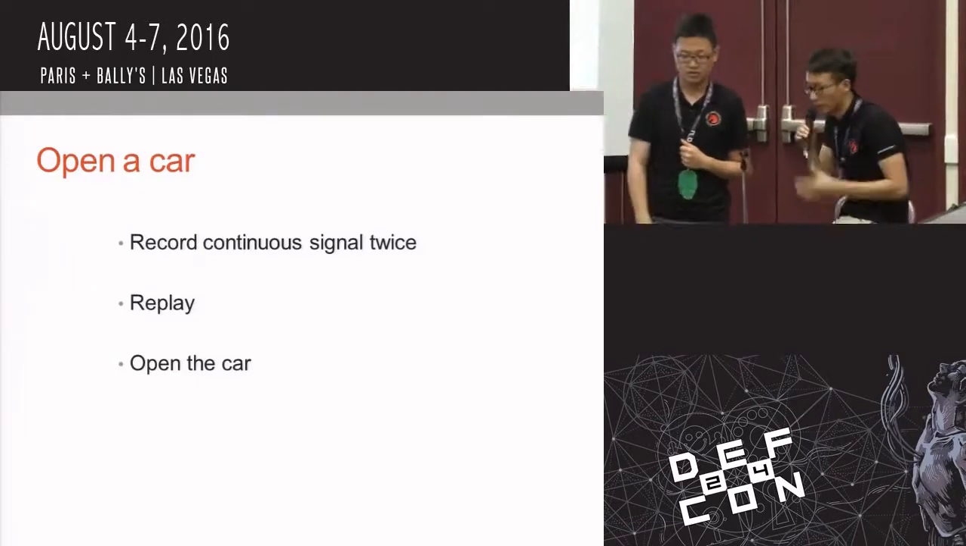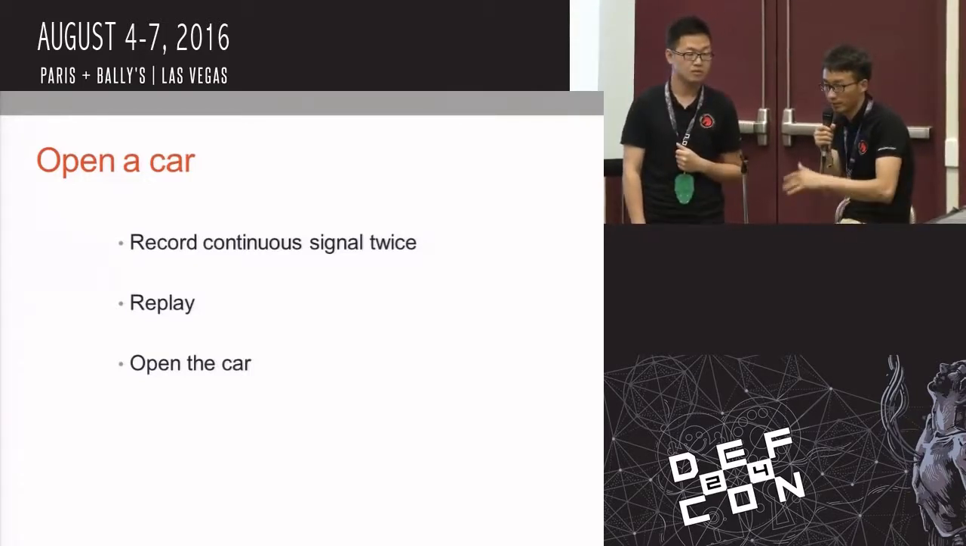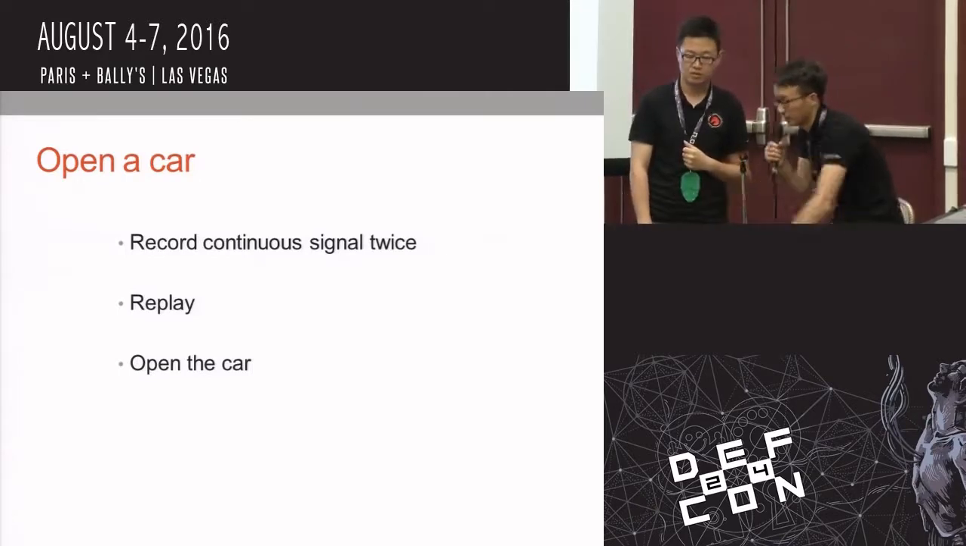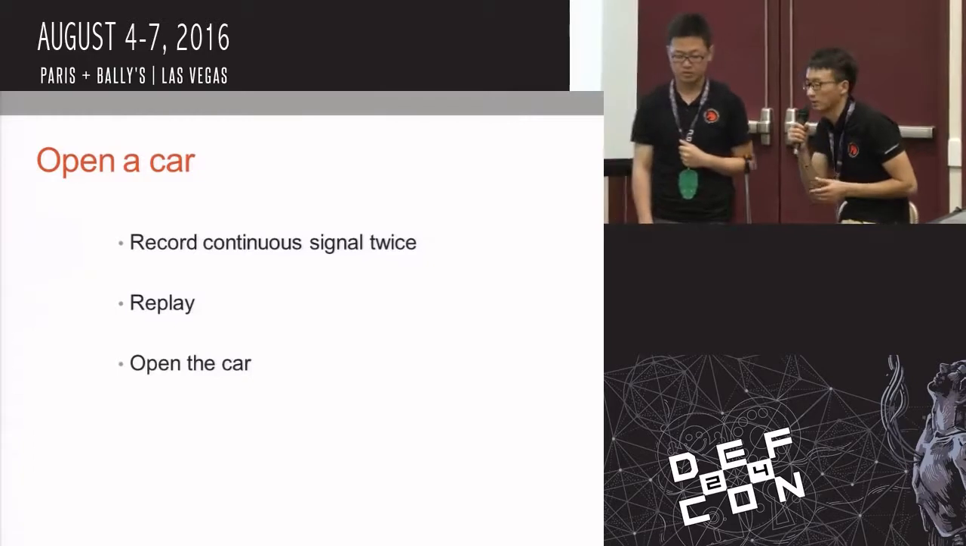Next we will introduce how a typical car authenticates the key fob, and where the vulnerability exists.